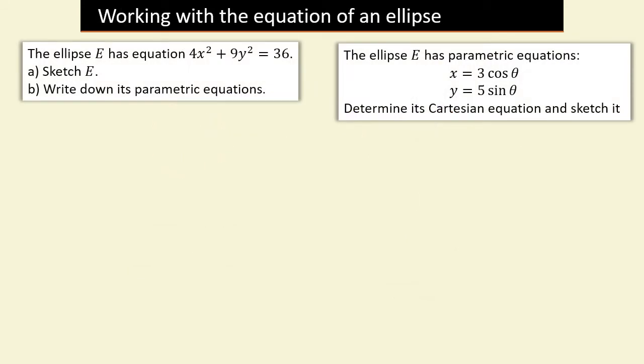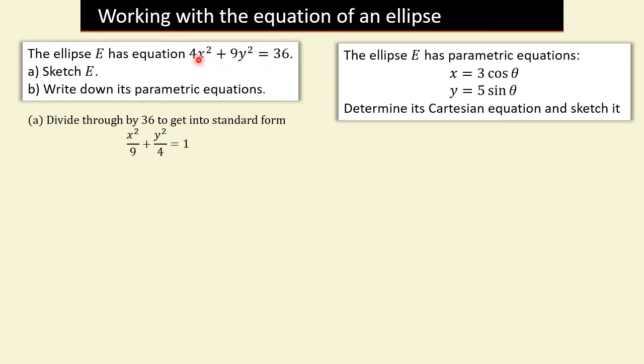So let's have a look at some examples working with the equation of an ellipse. We've got an ellipse here which has the equation 4x squared plus 9y squared is 36. We want to sketch it and we want to write down its parametric equations. To sketch it to start off with, it definitely makes sense to go for the standard form that we just saw on the last slide: x squared over a squared plus y squared over b squared is 1. The key thing is getting that 1 where we've got the 36 at the moment. How can we make that 1? We divide by the 36. We divide down by the 36, and what's that going to tell us?